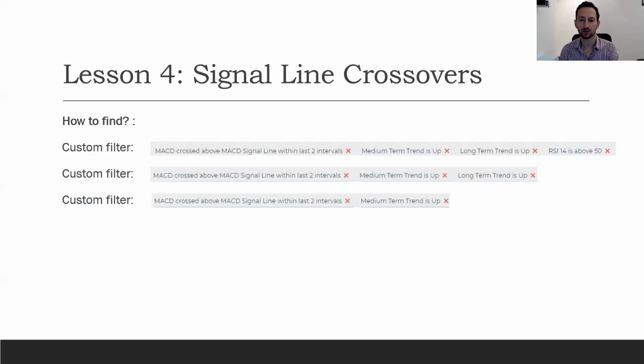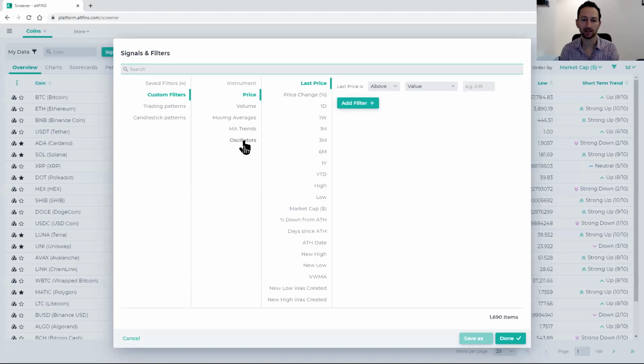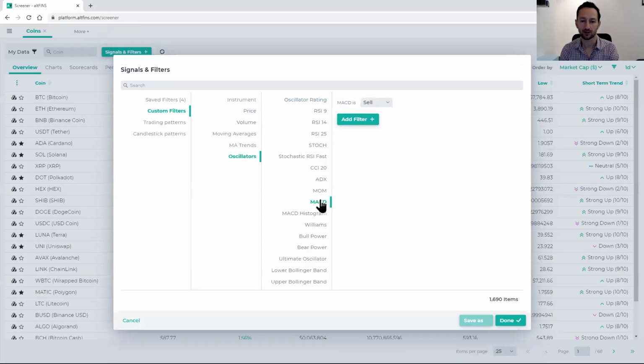So let's start with the most selective one, which says we want situations where there's a bullish MACD crossover, and a recent one, ideally within 5 intervals, but I'm going to be even more selective and say within the last 2 intervals. What that means, 2 intervals means the last 2 days, because we are working on a daily time interval. Each interval represents 1 day. So each candlestick is 1 day on the chart.